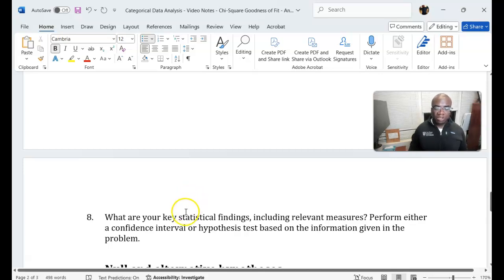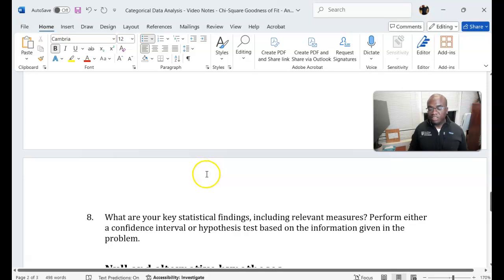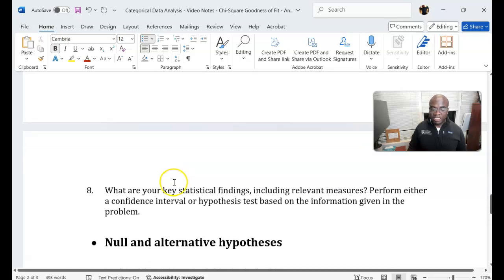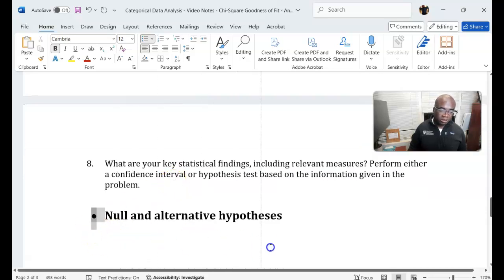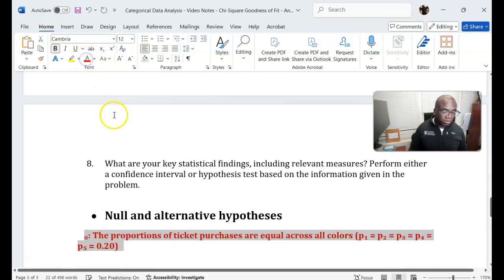So in terms of chi-square goodness of fit, as well as chi-square test of independence, you can only do hypothesis testing, okay? You can only do a hypothesis test. And so the null hypothesis is going to be what? That our expected distribution matches what we observed. One way of saying that is that the proportions, our proportions equal 0.2.